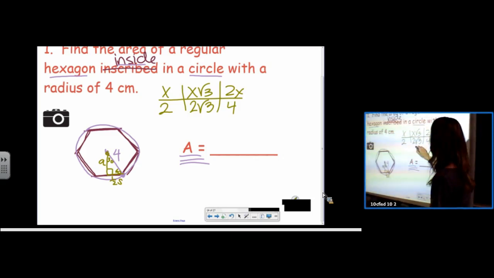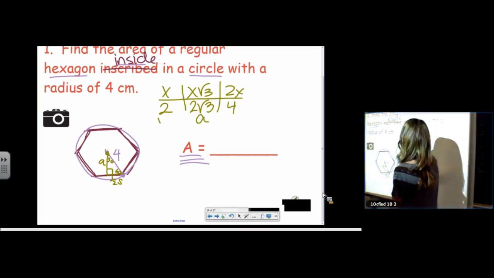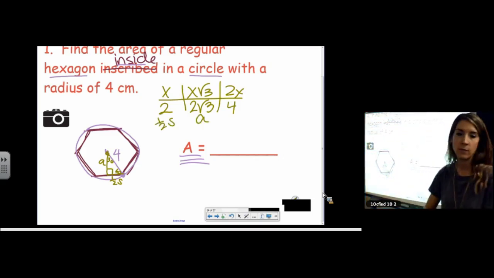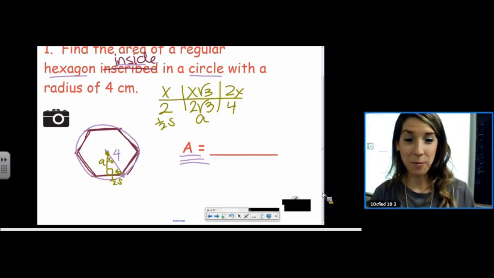So this is our apothem. This is half of our side. Perimeter. Type the perimeter in the chat. What's the perimeter?